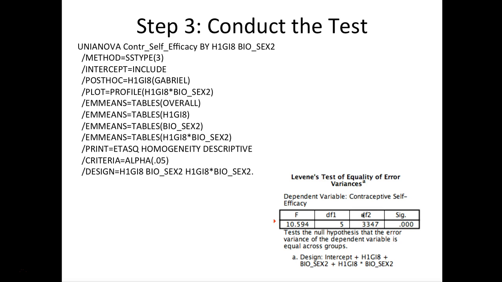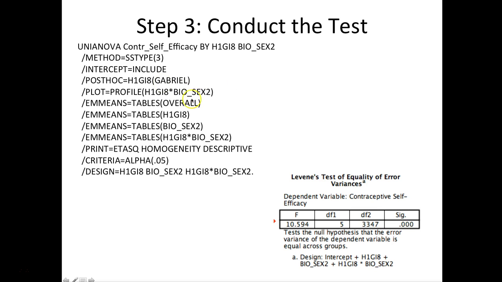So this is the syntax for this. This is going through the click buttons and putting contraceptive self-efficacy in by our race and our gender variable here. I did ask SPSS to give me a post hoc test, the Gabriel test, because we see that we do have a significant difference in equality of variances. We'll only need the post hoc test for the race and ethnicity variable. Gender, we only have 2 levels, so if there is a main effect of gender, we'll be able to look at the means and tell exactly where that difference is.